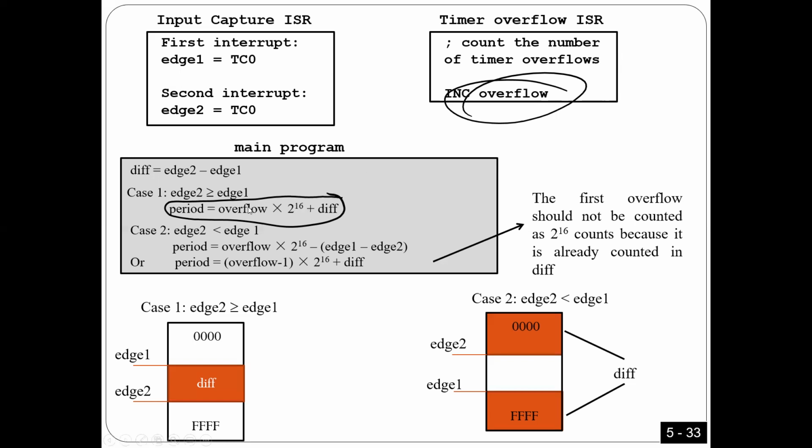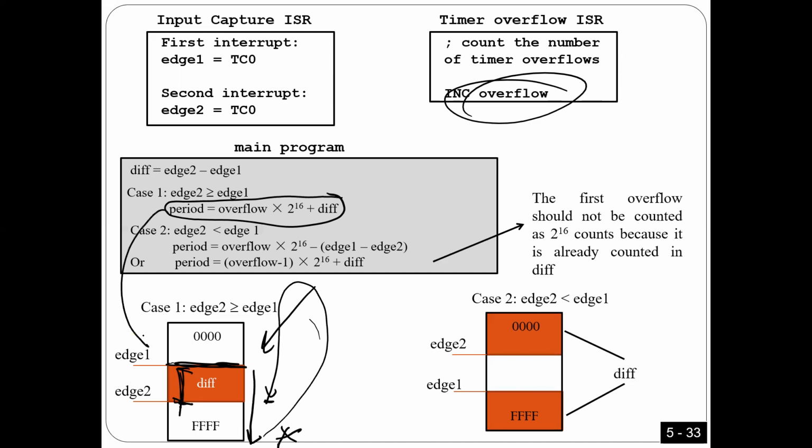This case should happen when H2 is greater than H1. Look what happened here, guys. For example, I started from here, came here, triggered one timer overflow, and then came to here. How much is the time? Number one, I already did a complete count from 0 until FFFF, which is 2^16, plus the difference from here to here. You got what I'm saying? So you have to use this formula.